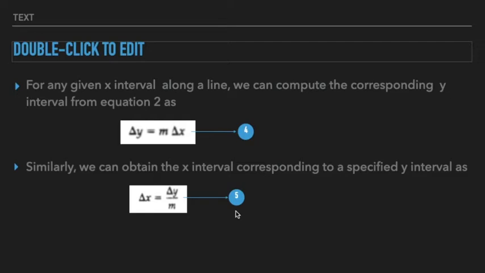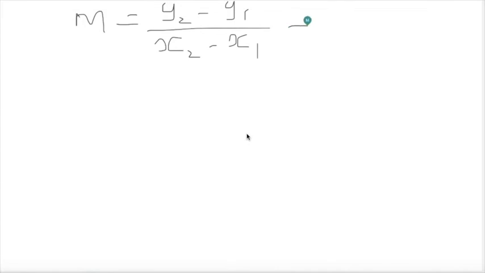That is, m = delta y by delta x. So delta y can be calculated using the equation m delta x if delta x, or the x interval along a line, is given. And similarly, if delta y is given, then delta x can be calculated by the equation delta x = delta y / m. That is, equation 2 is m = (y2 - y1)/(x2 - x1), that is equal to delta y, or y interval, by delta x.